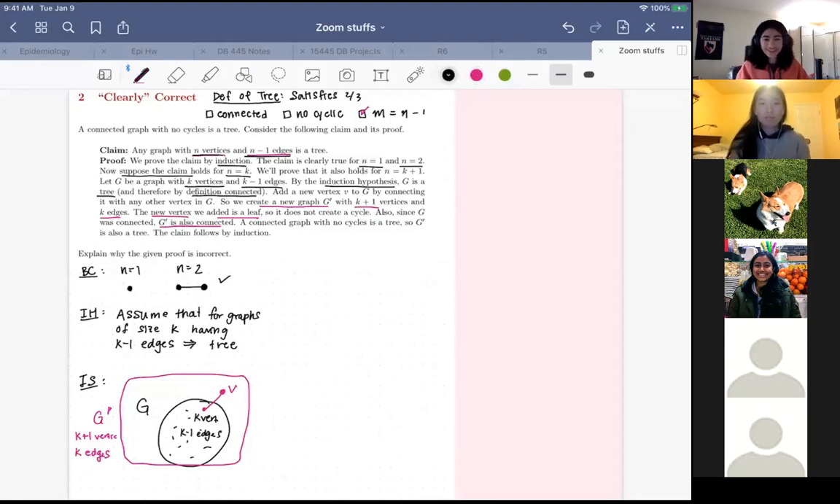So it seems okay, but there must be something wrong here. So stop and think for a second. Can you come up with the counterexample? Can you think of a graph that has n vertices and n minus 1 edges, but is not a tree? Because that'll really prove that this proof is wrong.